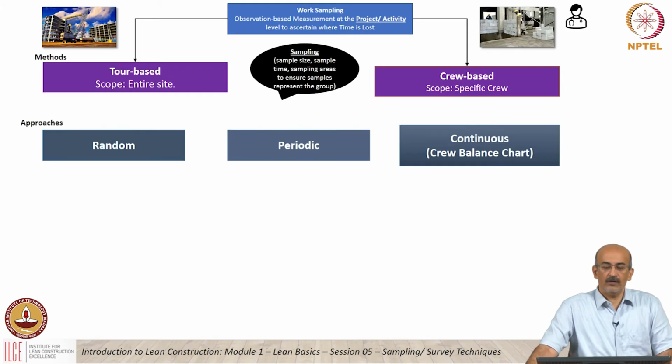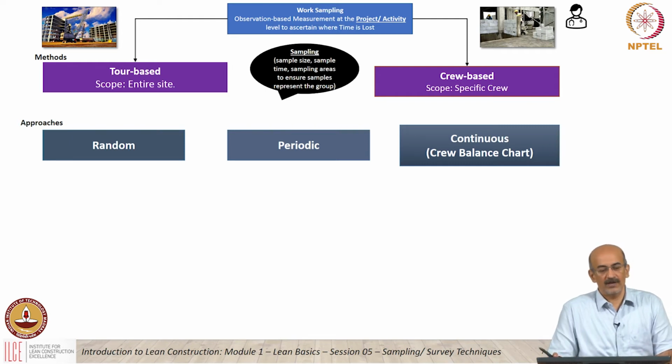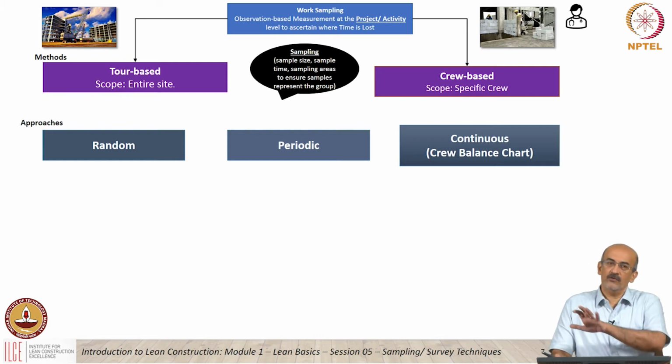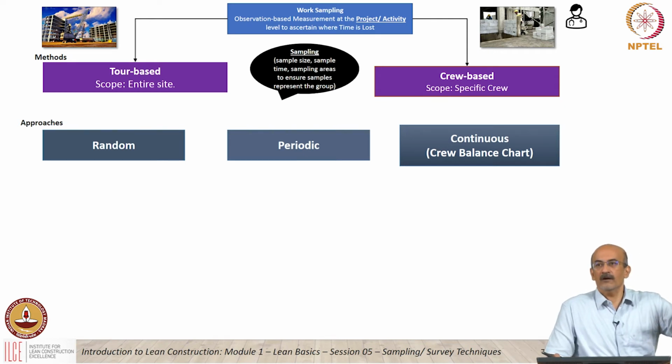So, if you go into the details of work sampling, there are two methods to do work sampling. One is the tour based approach, the other is the crew based approach. A tour based approach, like what you saw just now, you are going through the whole site or specific areas. There are mixed types of work happening, not any specific type of work you are targeting. You are targeting the site as an overall project, and you are trying to look at activity level from the project point of view.